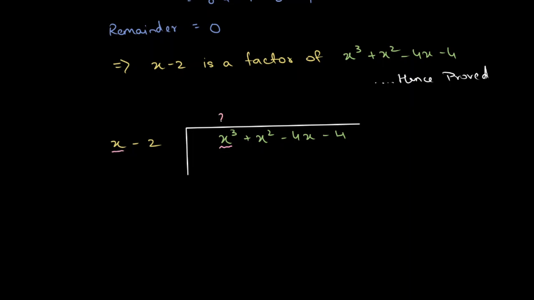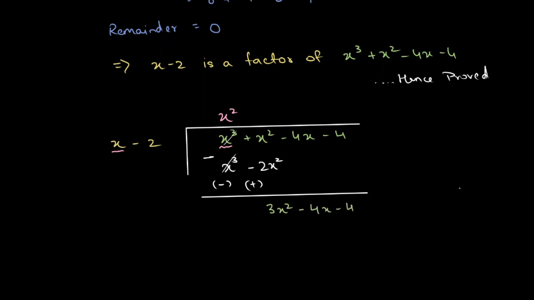So the highest power, x cubed, divided by the highest power of the divisor, x. So x cubed upon x will give me x squared, and now the quotient x squared multiplied by my divisor. x squared into x makes it x cubed, x squared into minus 2 makes it minus 2x squared. We subtract these two expressions, so plus becomes minus, minus becomes plus. So x cubed minus x cubed get cancelled. We have plus x squared plus 2x squared, making it plus 3x squared. Bringing the remaining terms down, we have minus 4x and minus 4.